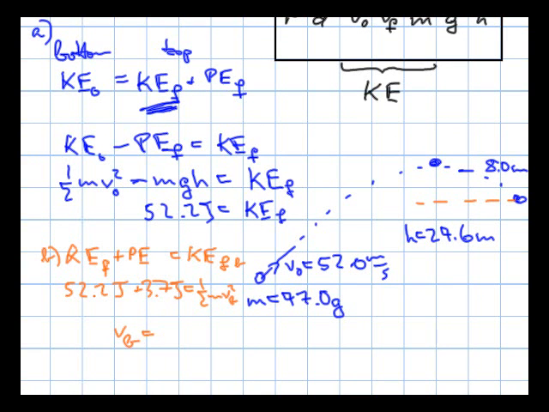So VB equals the 55.9 joules, and then multiply by 2, divide by 0.047 kilograms, and take the square root, and that is then 48.8 meters per second.